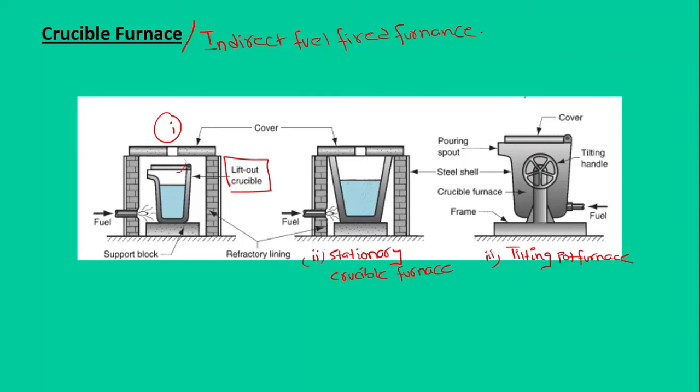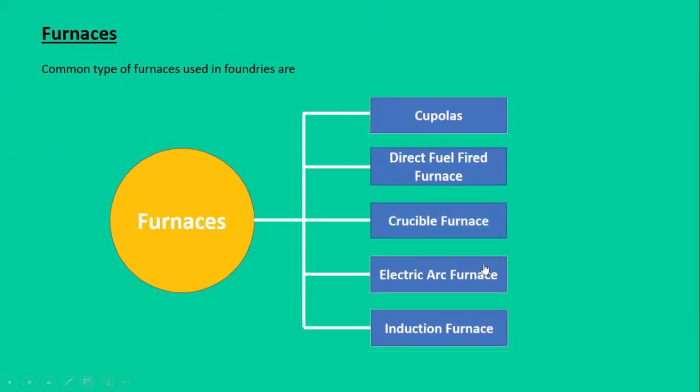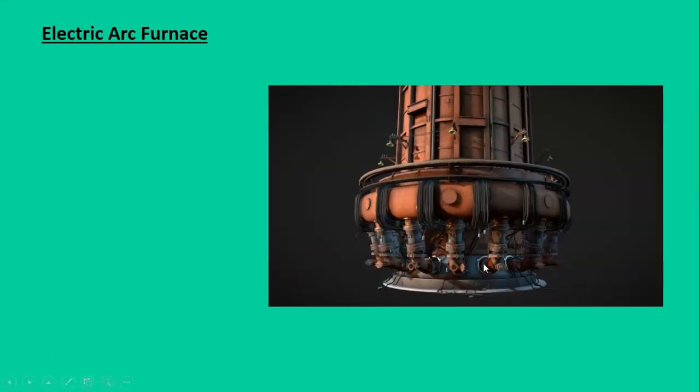Then there's another type of furnace that is termed the electric arc furnace. The electric arc furnace is mostly used for high melting point material, and it also has a very high production rate. So in this type of furnace, the charge is melted by heat generated by electric charges.